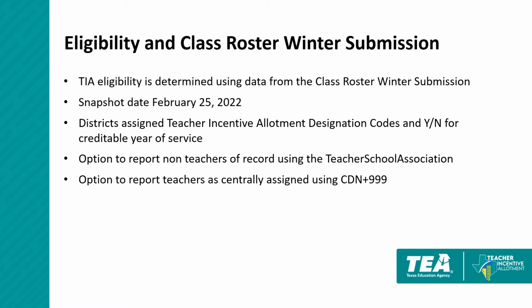TIA eligibility, including the roll ID and year of service, is determined using data from the class roster winter submission. This year's snapshot date was February 25th. Districts should have assigned each designated teacher a teacher incentive allotment designation code and a yes/no indicator for the creditable year of service. TEA also provided an option to report non-teachers of record using the Teacher School Association and the option to report teachers as centrally assigned using the CDN plus 999 for the campus code.